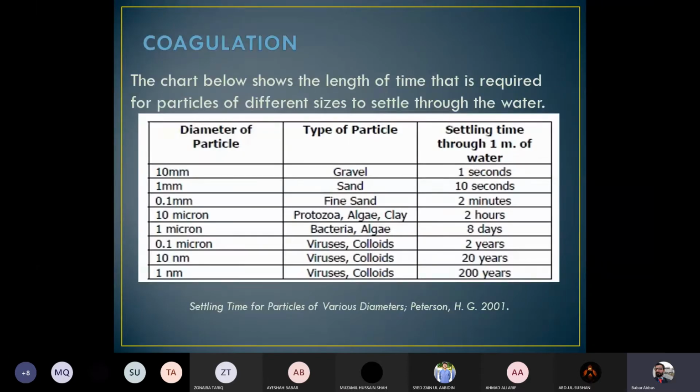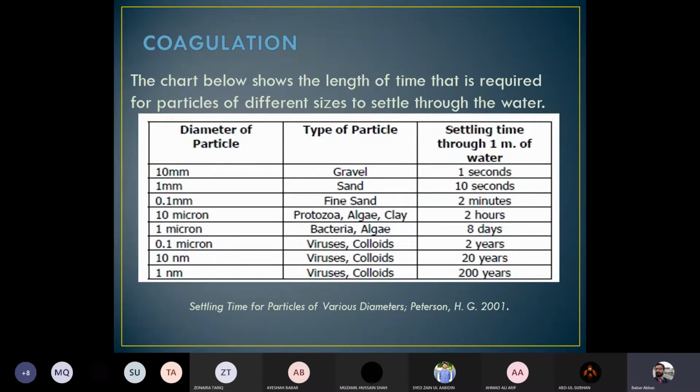If we look at the table, the chart below shows the length of time required for particles of different sizes to settle through the water. For example, if we have a 10 millimeter diameter gravel particle in our water sample, it would take almost 1 second to settle 1 meter. And if we have a 1 millimeter sand particle in the same water sample, it would take 10 seconds to move downwards 1 meter.